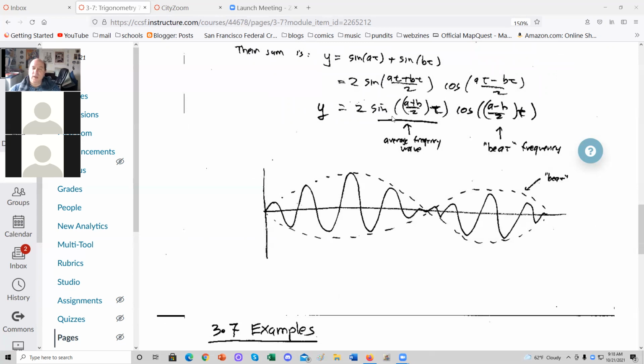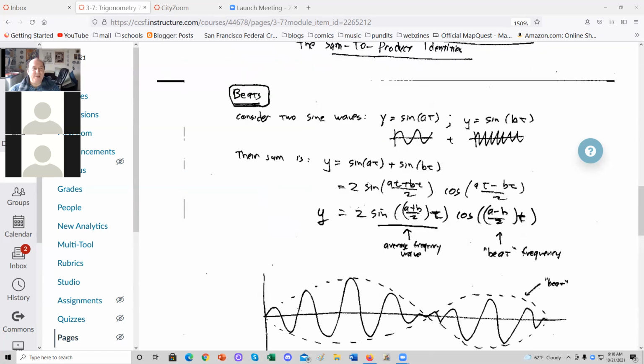There's a wave with the sine wave, but it's modulated by this much lower cosine wave. Apparently, piano tuners, the classic piano tuners, not digital ones, would tune a piano that way.